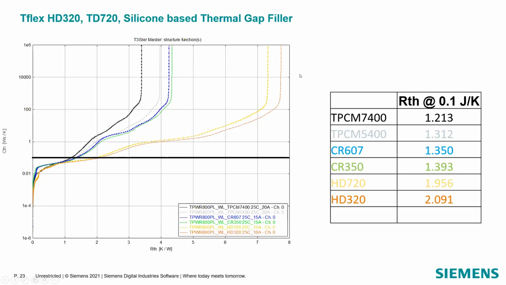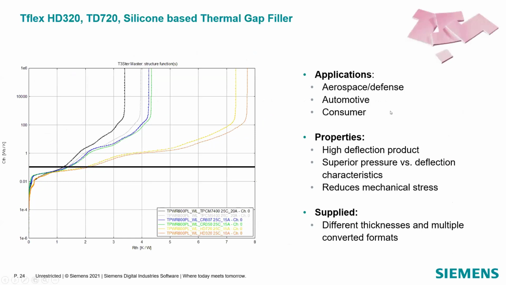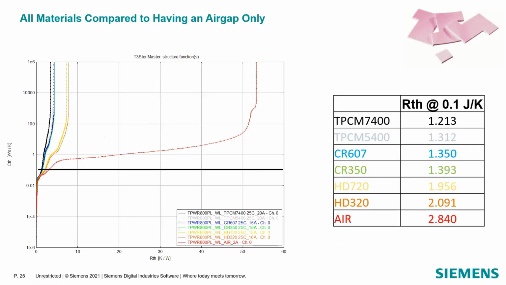And just to put this into perspective, I'm going to compare it to air immediately. For applications, one of the good things is you can go all the way from basic consumer applications through automotive and even aerospace and defense. High deflection, low mechanical stress on the component, and it's very easy to deal with these kinds of materials. You can actually cut them to the shape and size you need to fill.